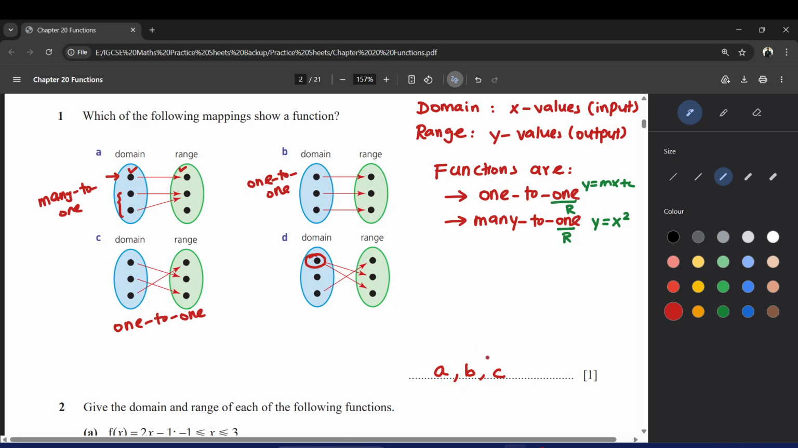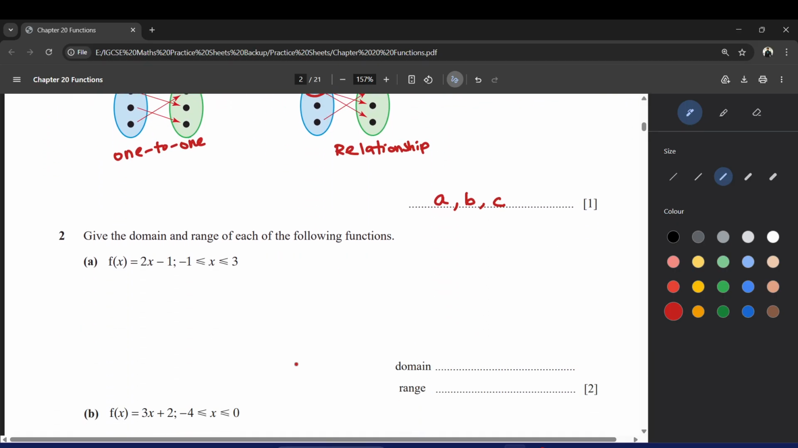Okay, so therefore our answer will be just A, B and C. These are the functions. And as for this one, we can call it a relationship between X and Y. All right, question number 2.